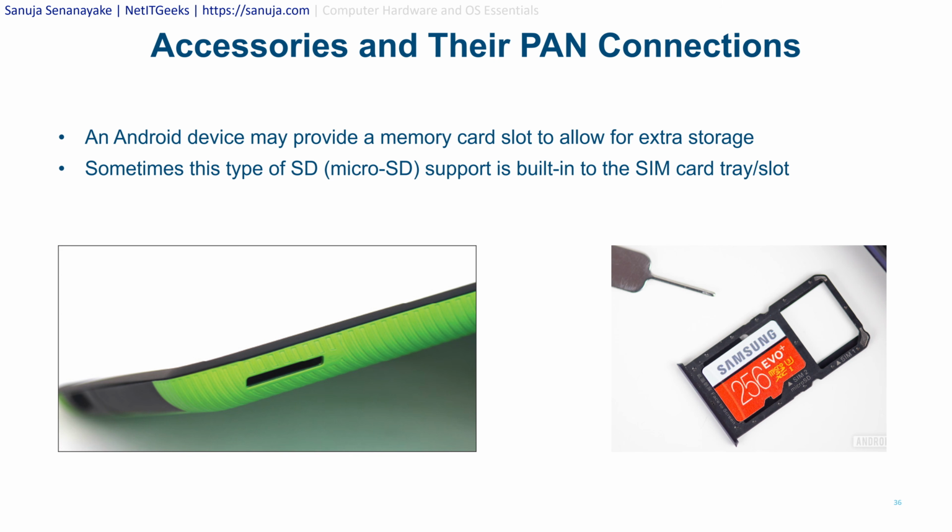And sometimes this type of SD support is built into the SIM card tray slot. Like for example, right here, we have the SIM card going in right here. That's why I say SIM, and you can put your expandable micro SD card storage right on the same tray, and that's how you will be inserting your micro SD card. So there is no separate slot for your micro SD card. It is the same slot, same tray, but it has two locations, one for the SIM card and one for your micro SD card. So keep that in mind.